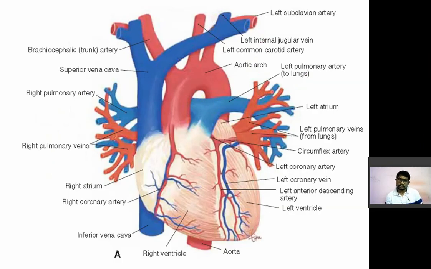So you can see over here. The first ones are these large blood vessels. The yellow colored blood vessels are known as veins because they carry deoxygenated blood. Now this one is the superior vena cava and this one is the inferior vena cava.